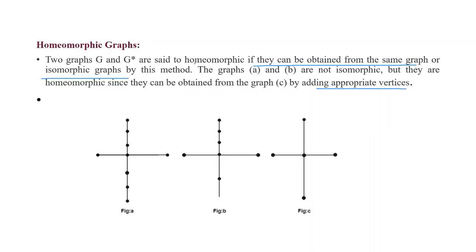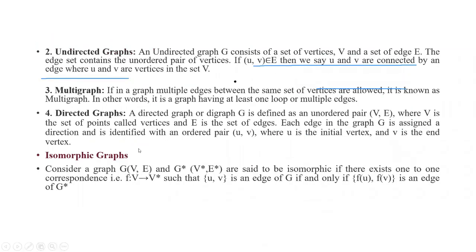The homeomorphic graph means what? This can be obtained from the same graph, right? Or the isomorphic graph. So you know in the isomorphic graph, the number of vertices and number of edges are the same. Let's see what isomorphic is, from the last session.